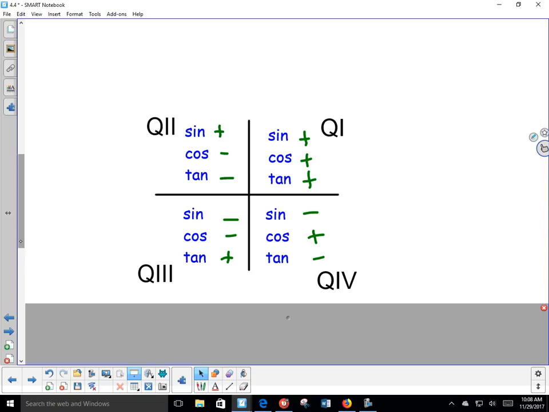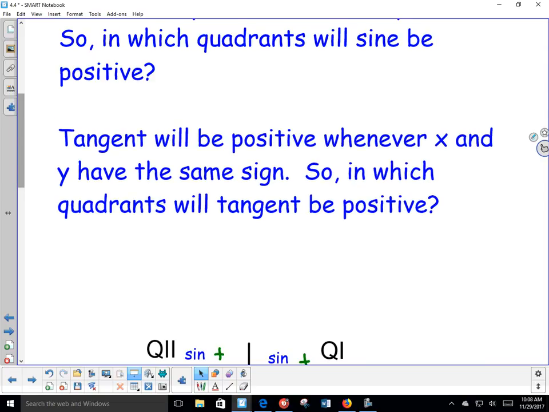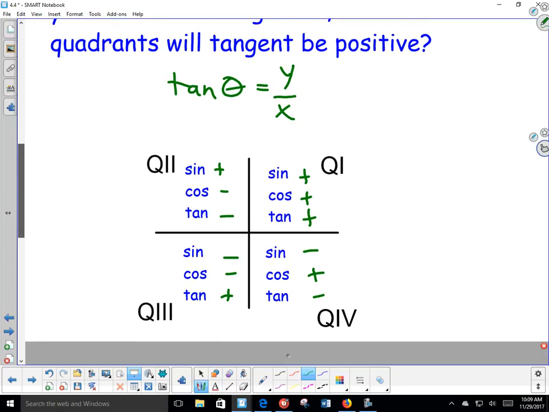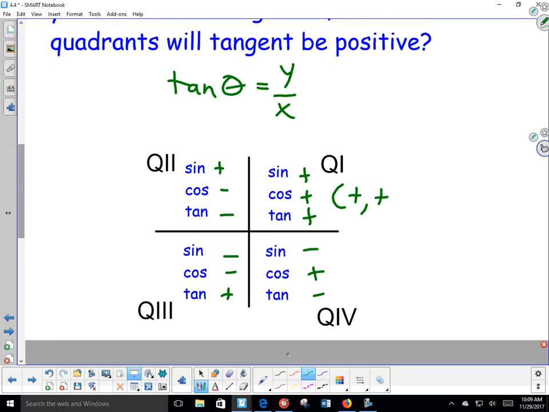Rachel? Did you go back to where it said tangent will be positive whenever? If tangent's going to be positive, remember the formula for tangent: tangent of angle theta is y over x. So if y and x are both positive, then y over x is going to be positive. If they're both negative, a negative divided by a negative is also positive. So you have to be in a quadrant where your ordered pairs have the same sign. Here, this ordered pair is positive, positive, and in quadrant 3, it's negative, negative. Here it's negative, positive, here it's positive, negative.